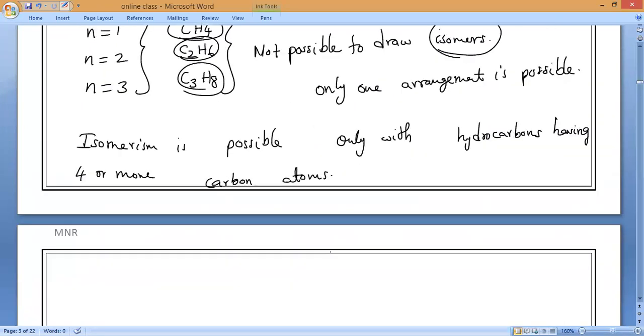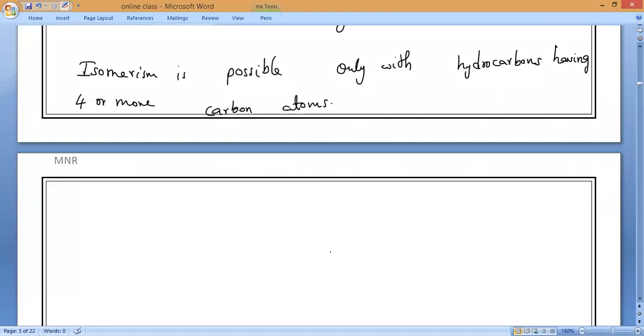So if we take for example butane, what is the formula? C4H10. But the lucky thing is, in class 10th you only have isomers of alkanes, so you don't need to worry about alkenes and alkynes.